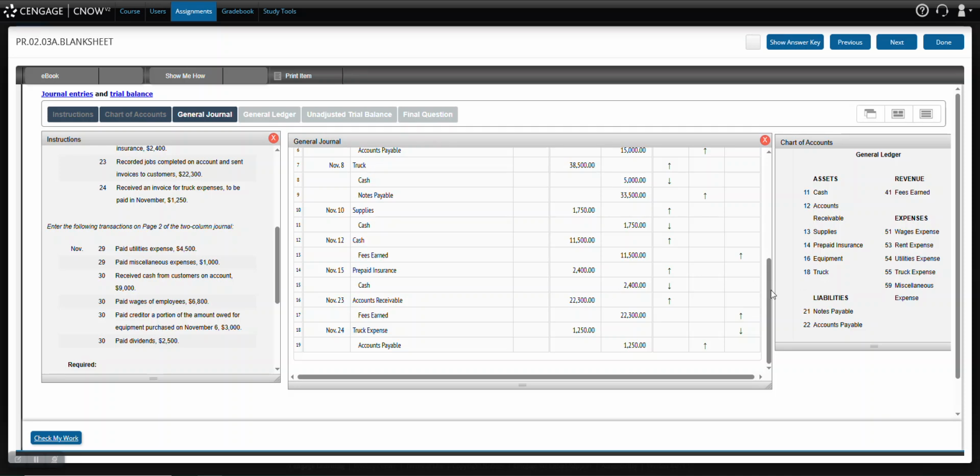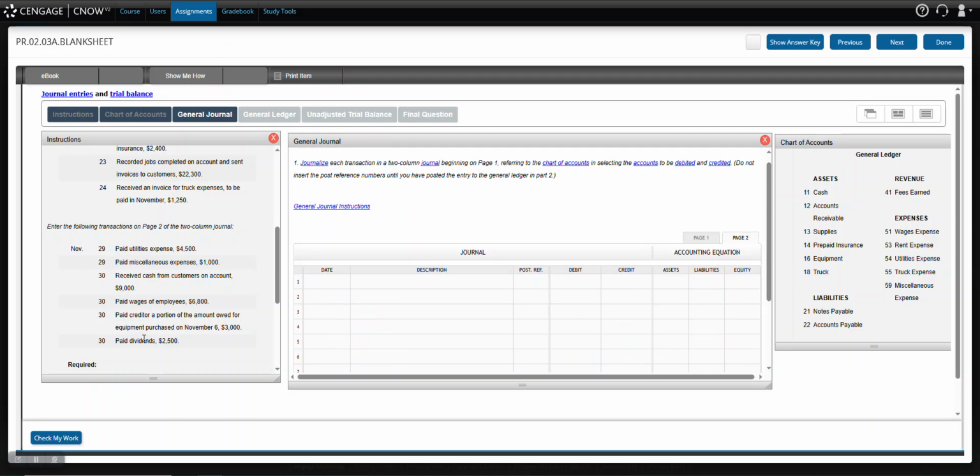They then tell us we have a few more transactions, and we're going to record that on page 2 of our journal here. So it says on the 29th that we paid a utilities expense. We got our utilities expense for $4,500, and we paid it, so we know we pay everything in cash. Cash is an asset to us. It decreases with a credit. Also on the 29th, it tells us we paid a miscellaneous expense of $1,000. And again, we paid it, we pay it in our cash.